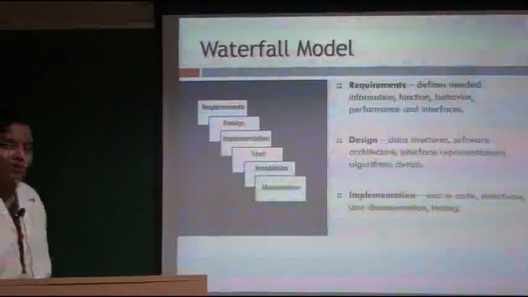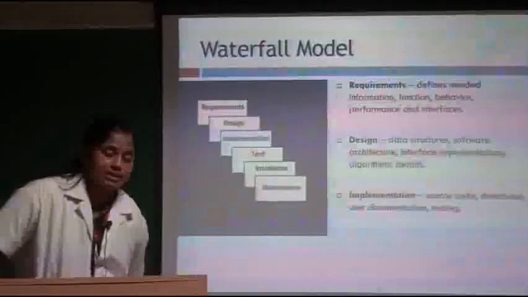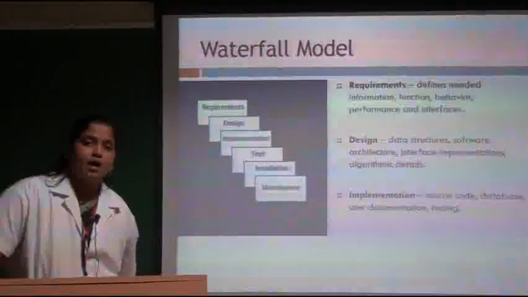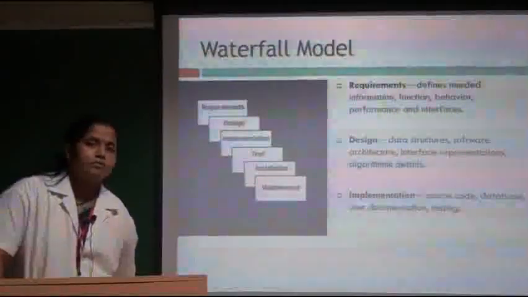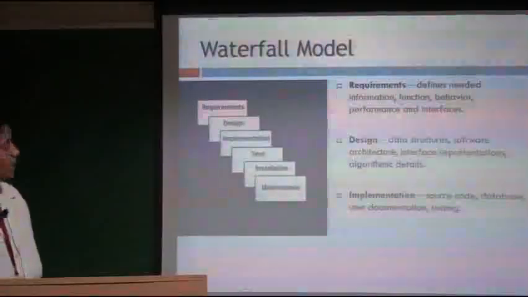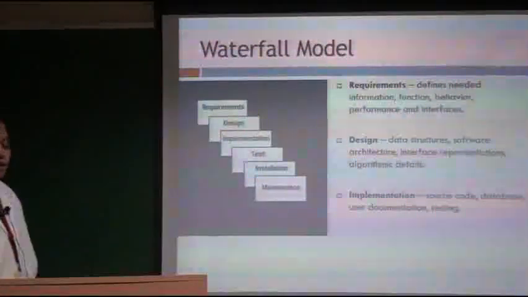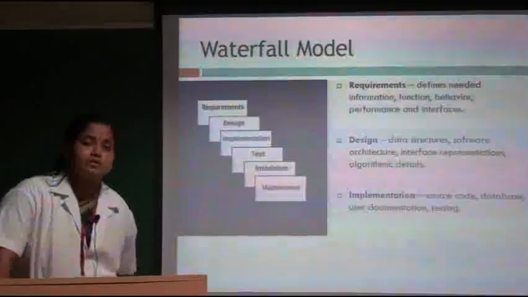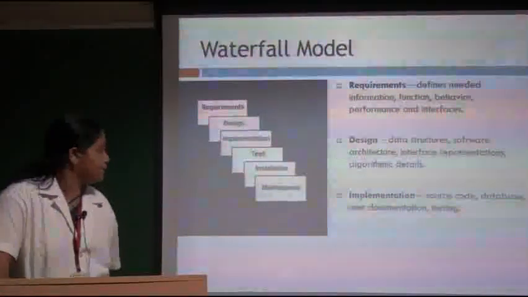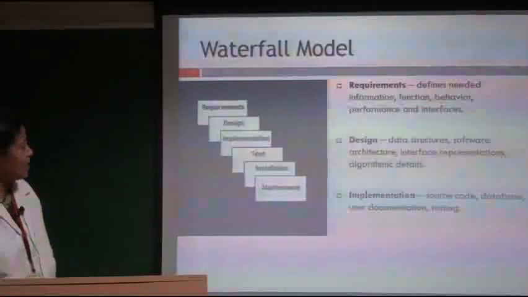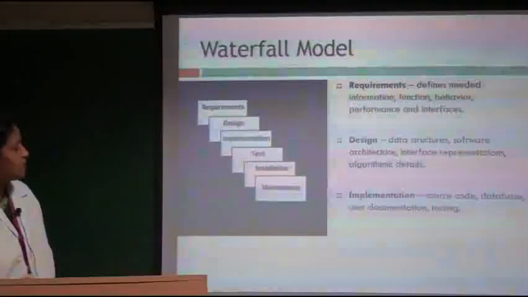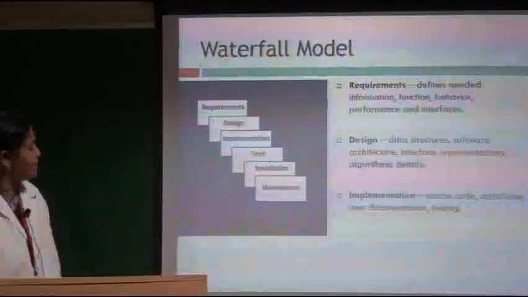In the design phase, we decide the data structures, the software architecture, the hardware architecture, how the interface can be represented, and what kind of approach should be used for writing an algorithm. All these things are decided in the second phase. Implementation: after deciding the algorithm and data structure, you only need to convert it into a programming language, that is coding, and this will happen in the implementation phase. Finally, testing, user documentation, and after testing, installation and maintenance.